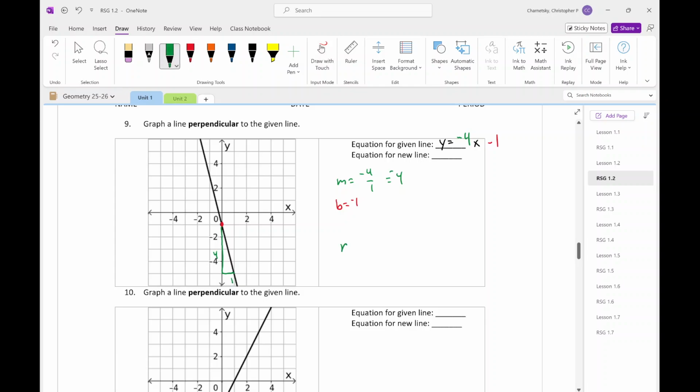The new slope, I've got to flip that fraction upside down and change the sign. So it was negative, now it is positive. So I just have to pick a new point. Let's start with a point on the y-axis to make it easier to write our equation. So maybe like right here at 3. Okay. So now my new slope is down 1 over 4. I'm sorry, not down 1, up 1 over 4. Up 1 over 4.